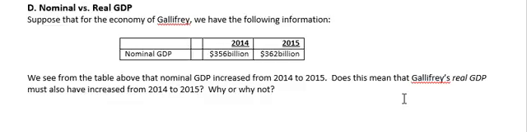Suppose for the economy of Gallifrey, we have the following information. Nominal GDP: 2014's nominal GDP, 356 billion. Nominal GDP in 2015, 362 billion. Okay, so we see from the table above, nominal GDP increased, right? 356 to 362. Does this mean Gallifrey's real GDP must also have increased from 2014 to 2015? Why or why not?